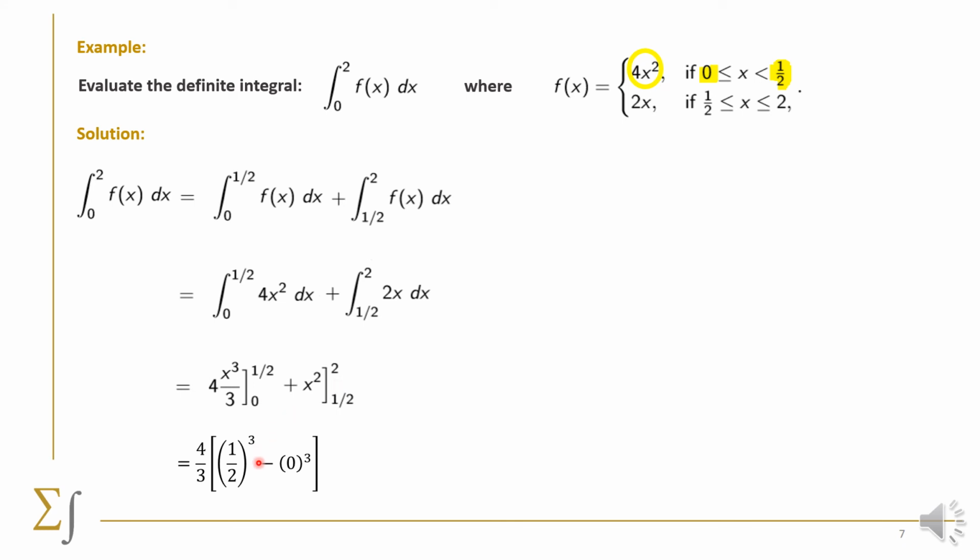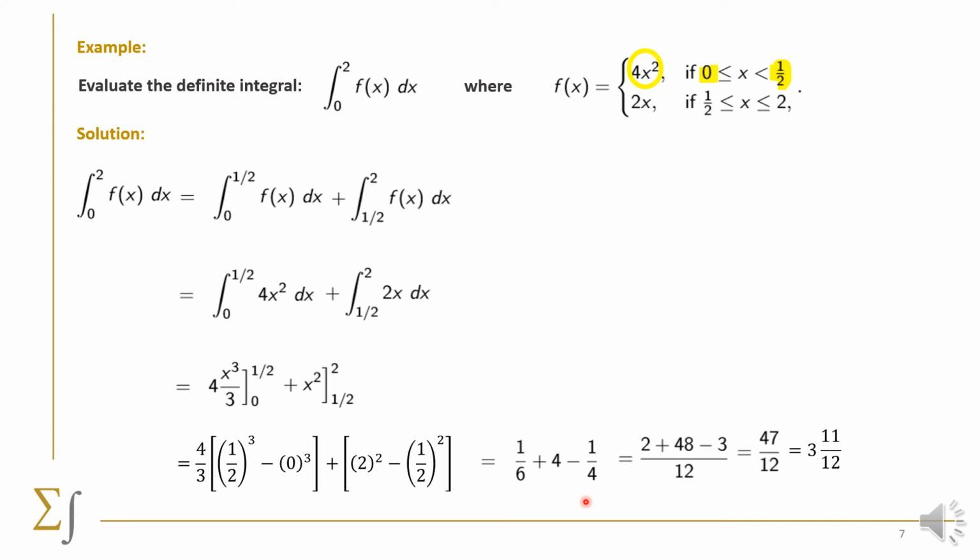So we substitute in the first part by the upper and the lower limits, and we get this. Plus, again, we substitute in this part by the upper and the lower limits to get this. And making simplifications, we arrive at 1 over 6 plus 4 minus 1 over 4. Making common denominator, we arrive at 47 over 12, which is equal to 3 and 11 over 12.